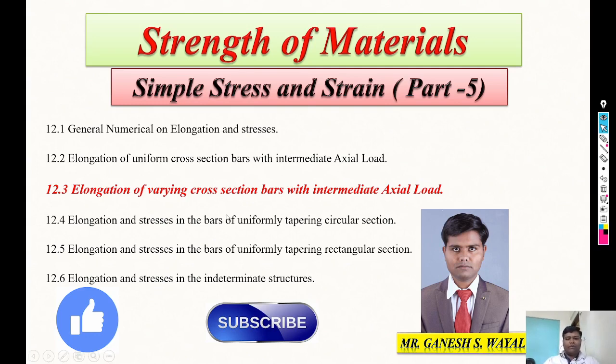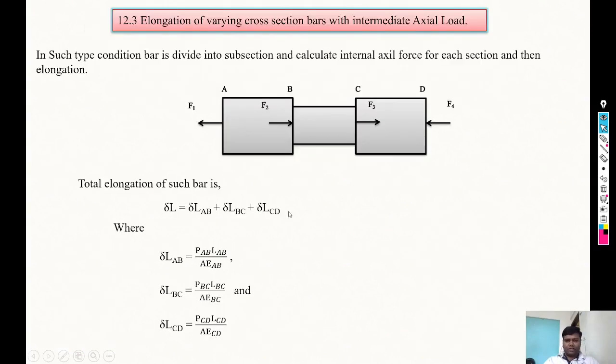That is elongation of varying cross section bars with the intermediate axial force. Already I have uploaded a few videos on the basic part of simple stress and strain, and some videos on these two types of numericals, that is numerical on elongation and stresses calculations, and then elongation of uniform cross section bars with intermediate axial force. And today we will discuss the third part, that is elongation of varying cross section bars with the intermediate axial force. Okay, so without wasting time, let's start today's lecture.